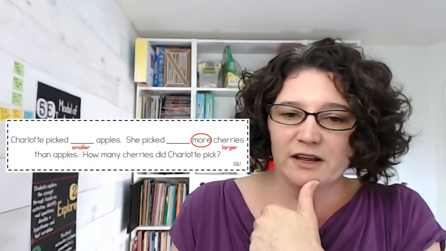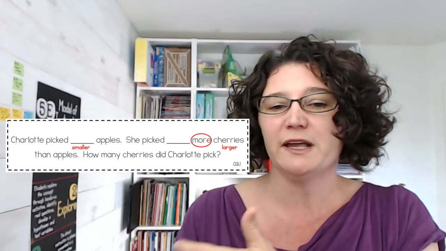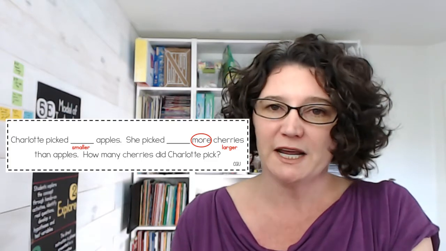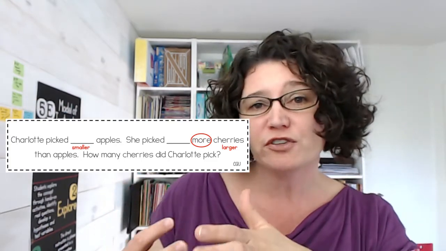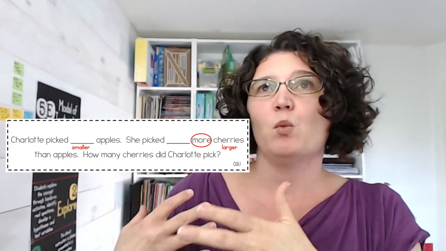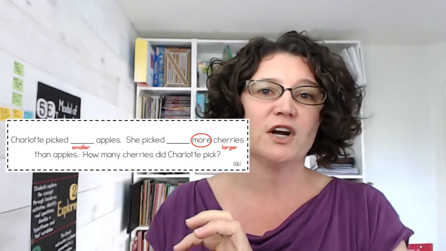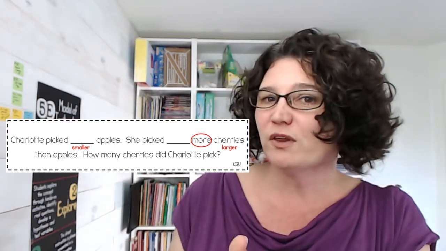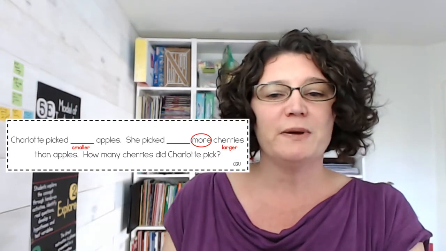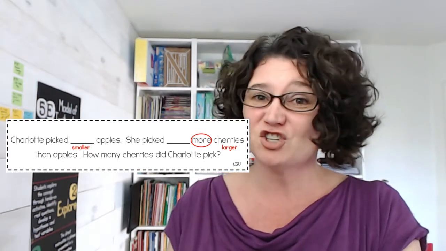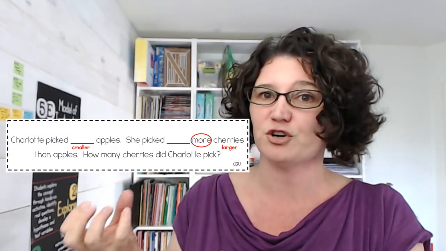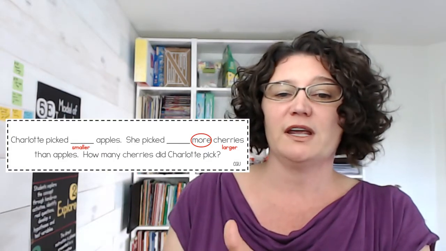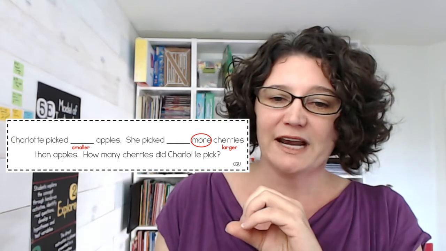If you take a look at this one: Charlotte picked blank apples. She picked blank more cherries than apples. How many cherries did Charlotte pick? Again, a pretty simple problem in terms of words in it, but it's taking a look at what is more, what is less, what is larger, and what is smaller, and identifying those within the problem. So Charlotte picked blank apples. We don't know whether that's smaller or larger yet. We have to keep going. She picked blank more cherries. Well, now we know that the cherries are going to be larger, and the cherries are a larger part of the problem. So I circled more and I circled cherries, and the smaller part is the apples. And it's asking how many cherries did she pick.